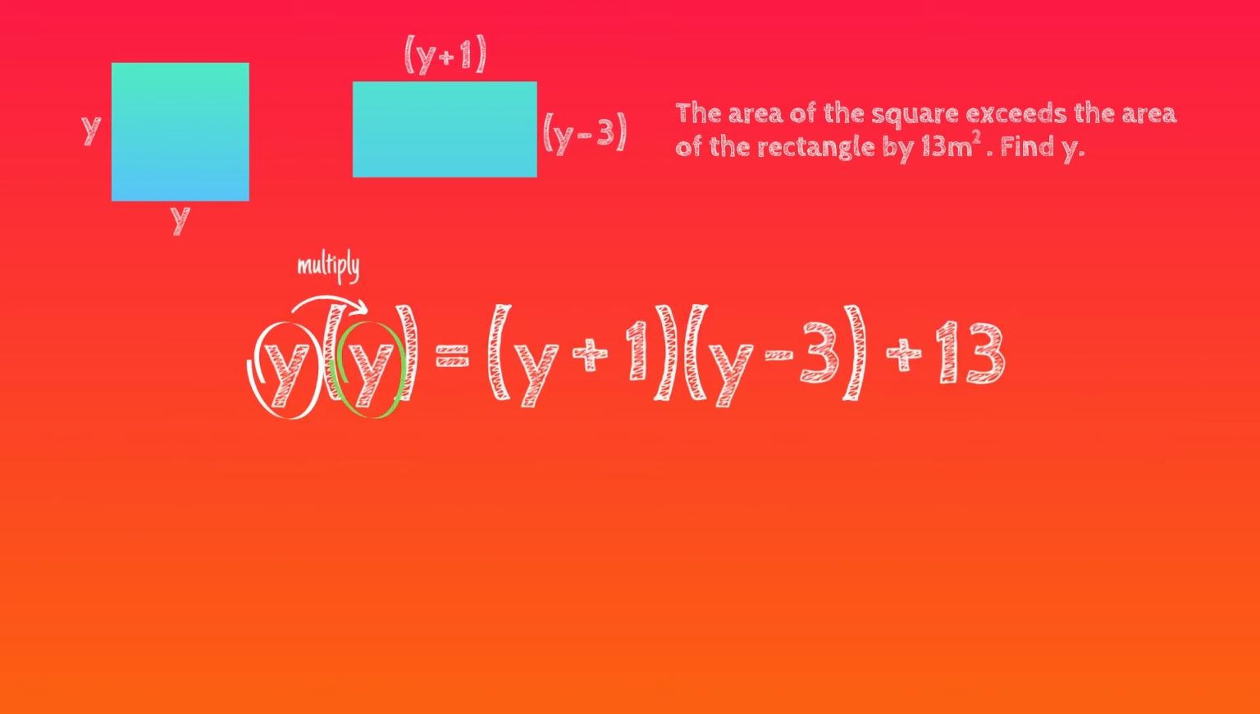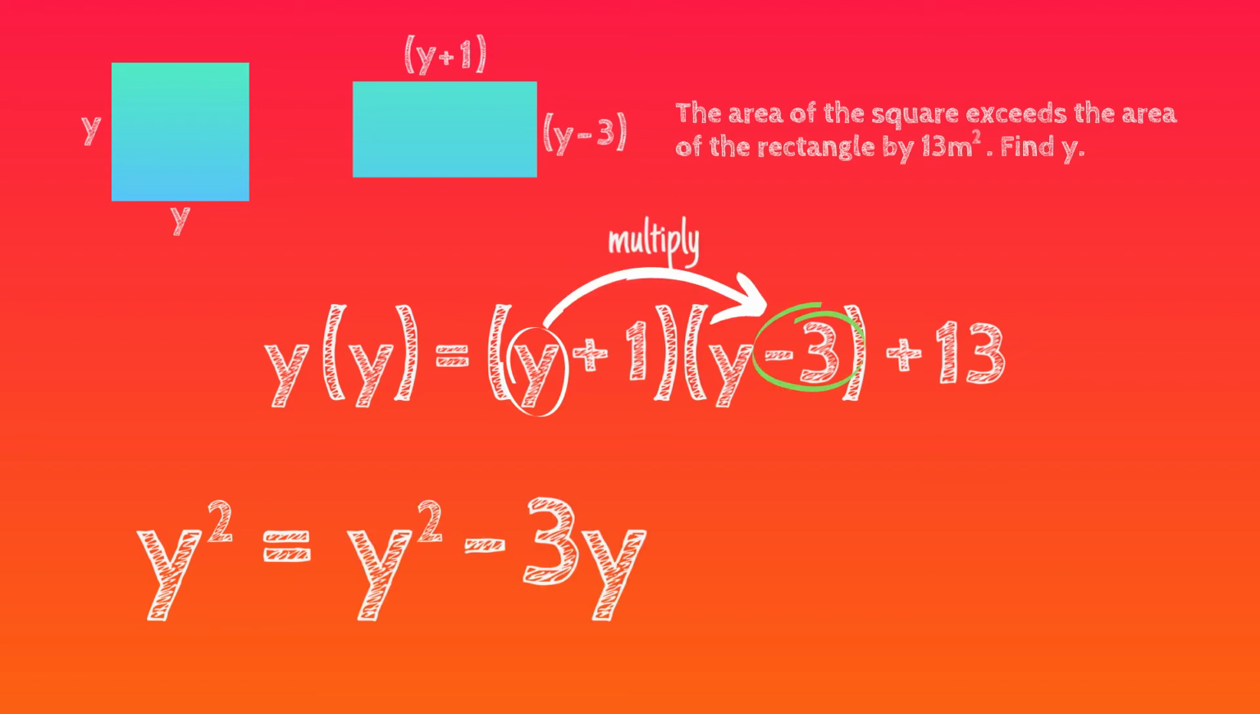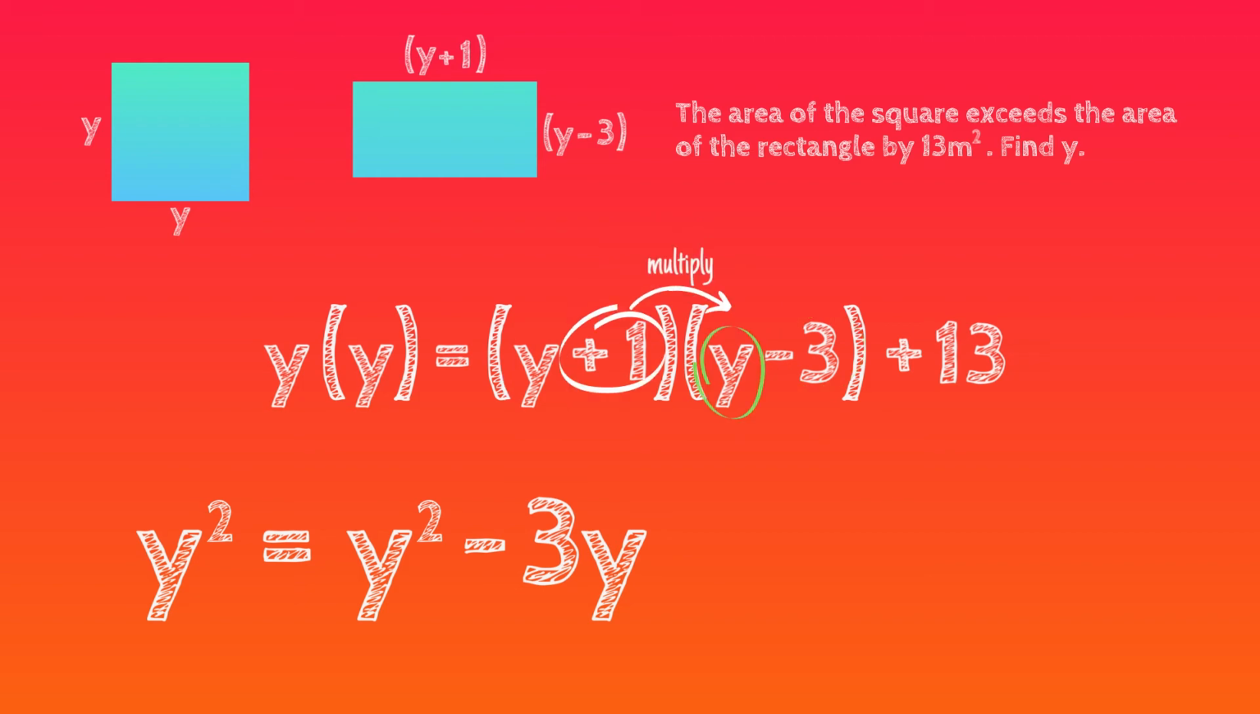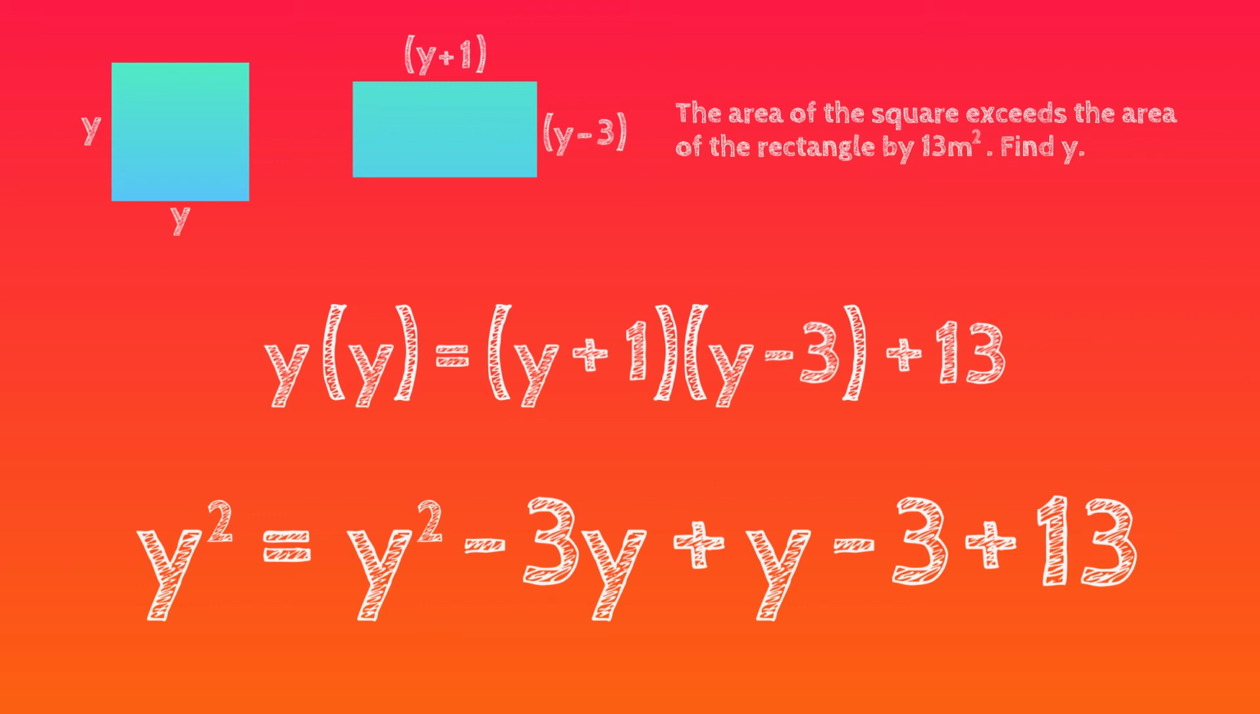y times y gives us y squared. y times negative 3 is negative 3y. 1 times y gives us y, and 1 times negative 3 gives us negative 3. Then we say plus 13. Now we take all the letters and put them on the left, and all the numbers on the right of the equal sign.